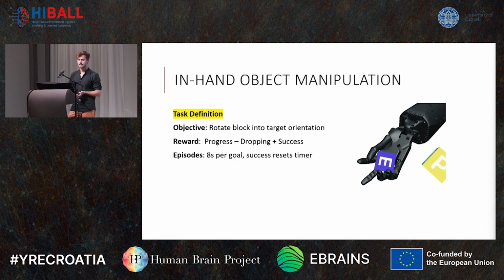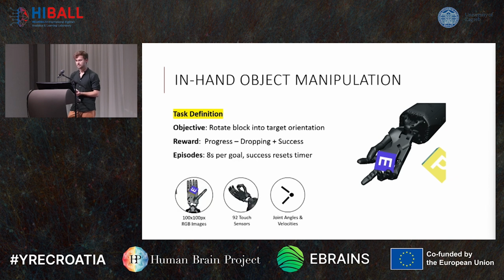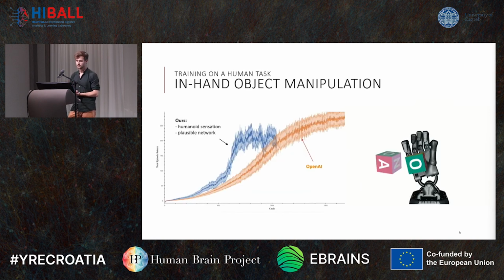And then the hand can do up to 50 reorientations within one episode, but needs to stay within a timer of 8 seconds. And every time it can successfully reorient a block, the timer gets reset. The inputs we feed to our model are readings from a camera, readings from 92 touch sensors on the palm and the fingers, and the joint angles and velocities. And that means that we are solely using raw sensory information that a human agent would also have access to.